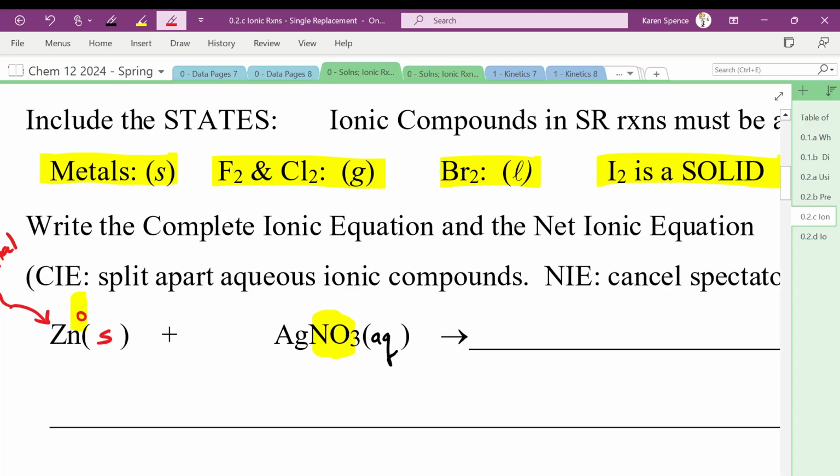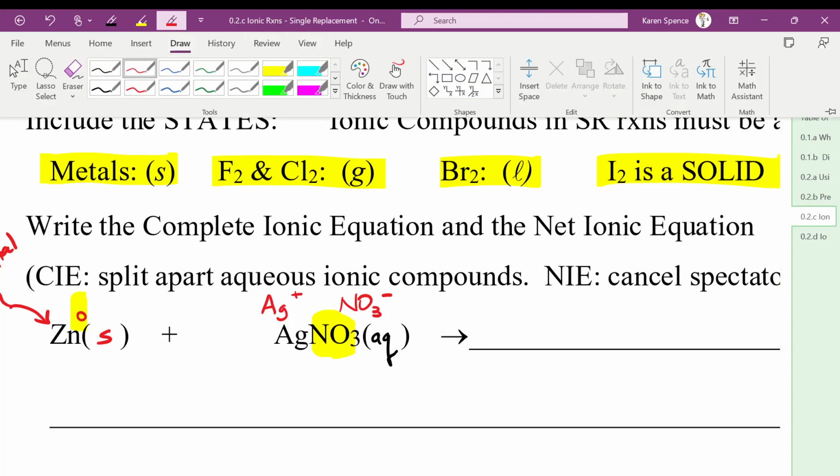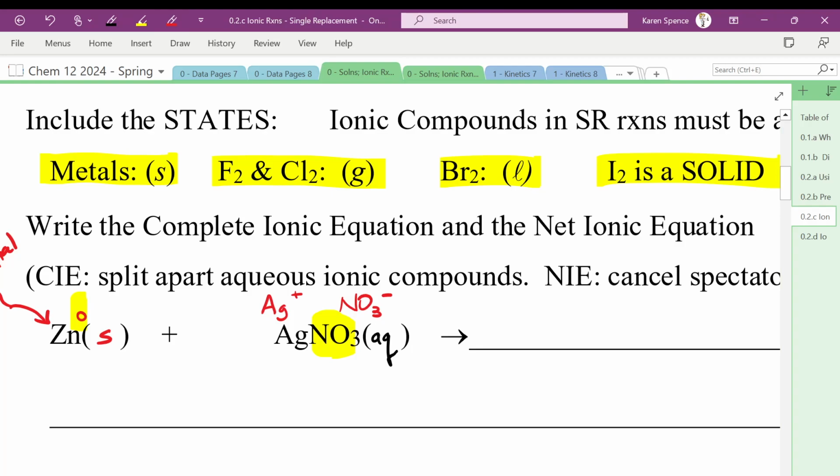All right, silver nitrate. Charge of silver is +1. Nitrate is -1. Okay, we know it's an ionic compound because we have a metal and a polyatomic ion. Now, who is zinc going to replace in this single replacement? It's going to replace silver. So we're going to take our zinc and it's going to replace the silver.